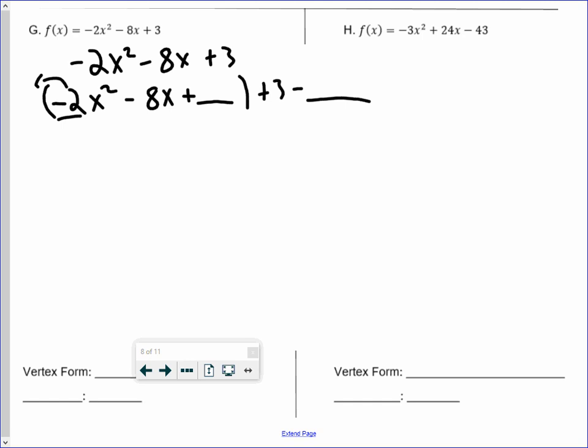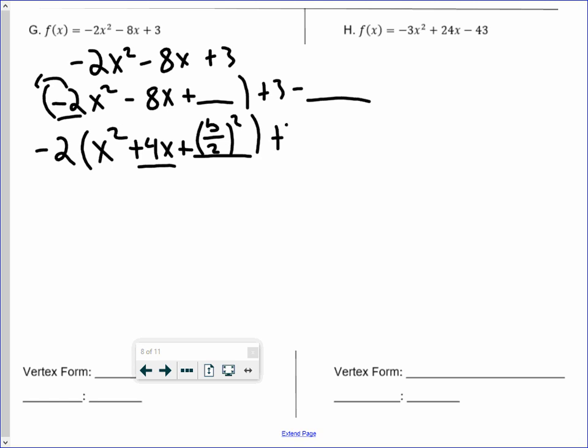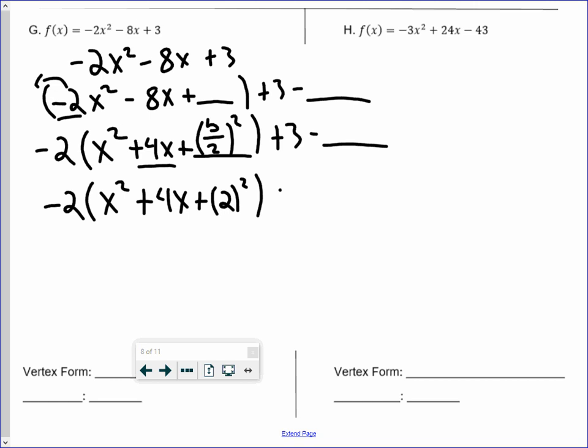So we take a negative 2 out. We have negative 2x squared. When we take negative 2 out of negative 8, remember we divide. So negative 8 divided by negative 2 gives us a positive 4x. And then we're going to add this blank over here, which remember is b over 2 squared, and we're using our new b of 4. Plus 3 minus the blank. Our b is 4, so 4 divided by 2 is 2. So let's put in our b here: negative 2x squared plus 4x plus 2 squared, all plus 3.